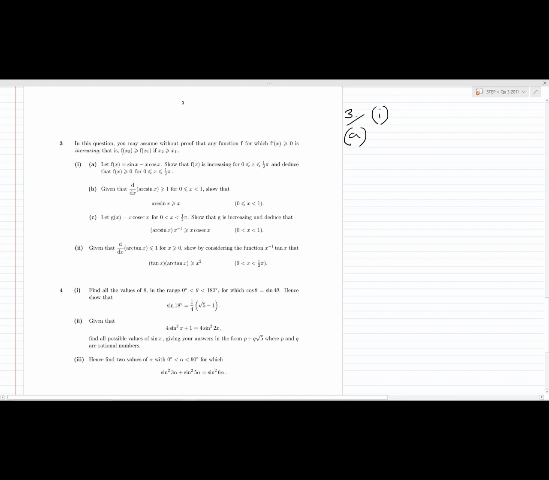So what's that saying? Let's draw a graph quickly to have a look. If this is the x-axis, and we suppose that x1 is less than x2, so let's say this is x1 here and this is x2 here, then if f of x1 is less than f of x2, we're going to say that it's increasing. That's what this is saying.